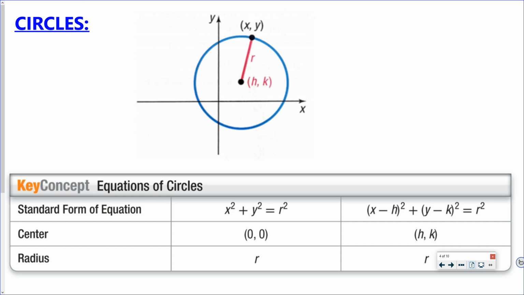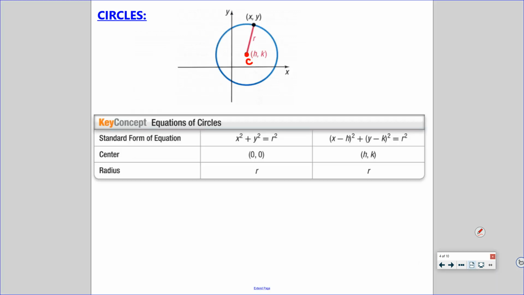Alright. Our next and final conic is circles. Now, the nice thing about circles is there's not really a whole lot of characteristics that you need to know. You need to know the center, which if it's not located at the origin, is just (h, k). And then you know what a radius is.